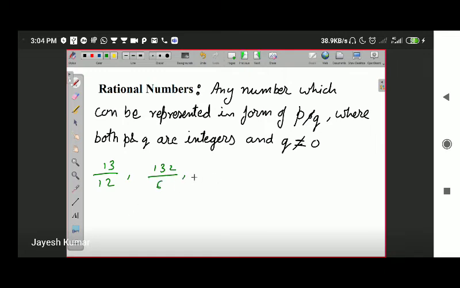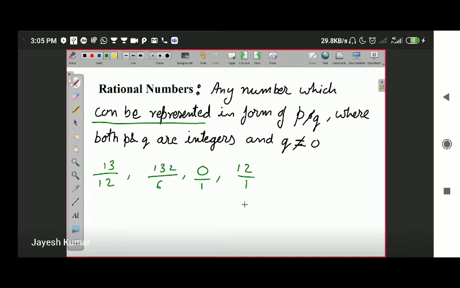Let me ask you something. Is 0 a rational number? Think about it. We have written any number which can be represented in p by q form. Can I rewrite 0 as 0 upon 1? If I divide 0 by 1, what will be the answer? 0. So 0 is also a rational number. Using the same logic, we can also say that 12 is a rational number, because we can write 12 as 12 upon 1.